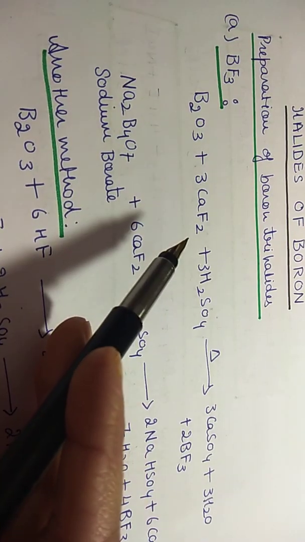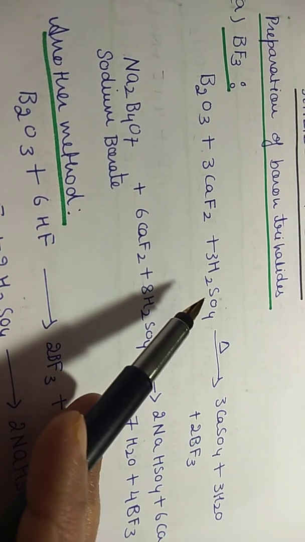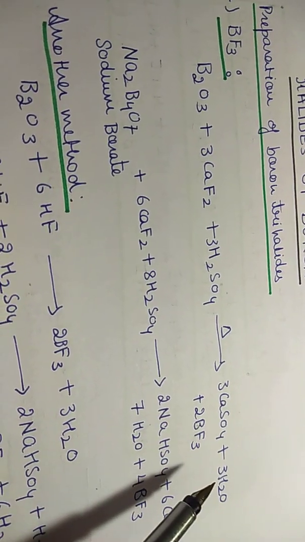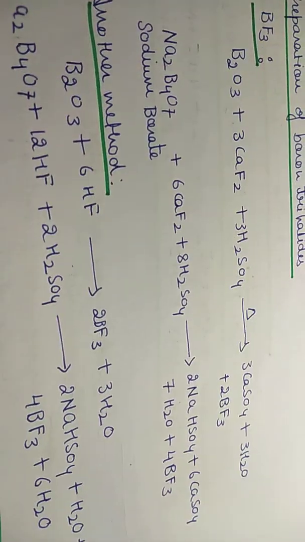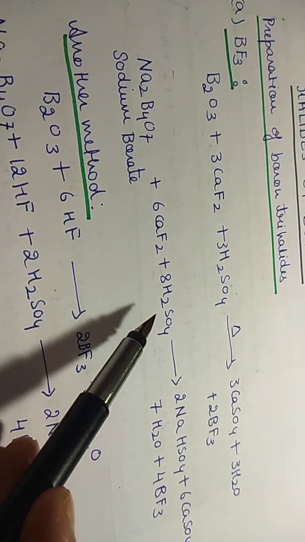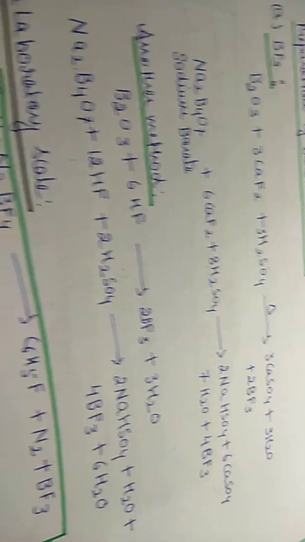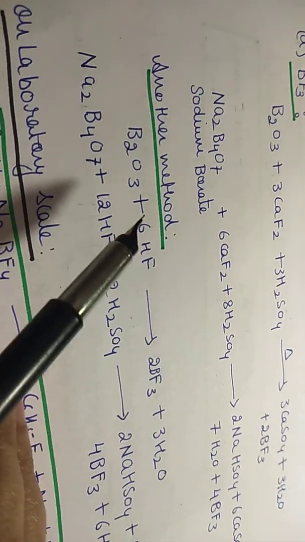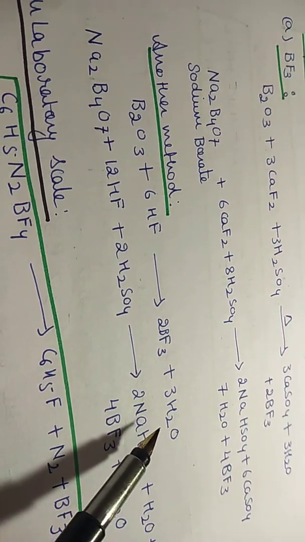तो इसमें आएगा B2O3, boron oxide, plus calcium fluoride plus sulfuric acid, and if you heat it, we get calcium sulfate, water plus BF3. Then the second method is from sodium borate. When it is treated with calcium fluoride and sulfuric acid, we get sodium bisulfate, calcium sulfate, water and BF3. Then another method for preparation is if you treat boron trioxide with HF, तो BF3 और water मिलेगा.